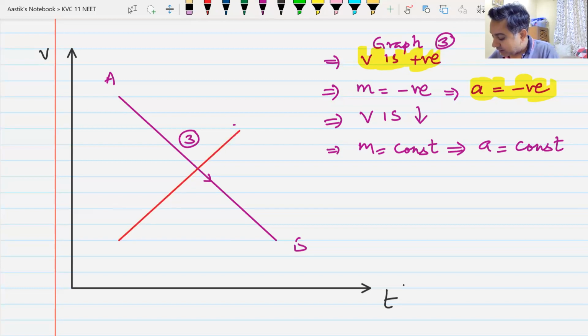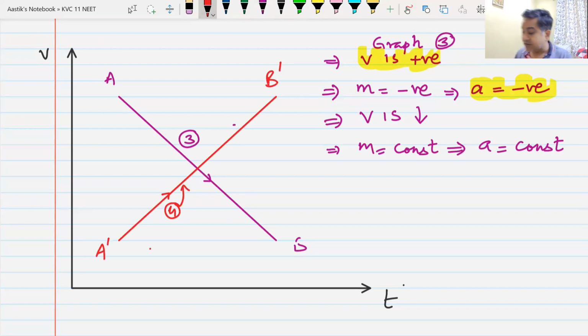So the last graph would be like this. I will call this graph number 4, and the particle is moving from, let us say, A dash to B dash. I'll give you 1 minute to note down graph number 3. Then we'll move on to graph number 4. Once you are done, please let me know.